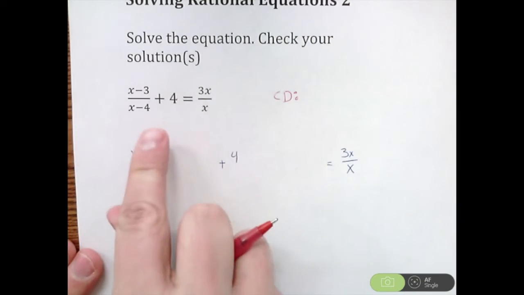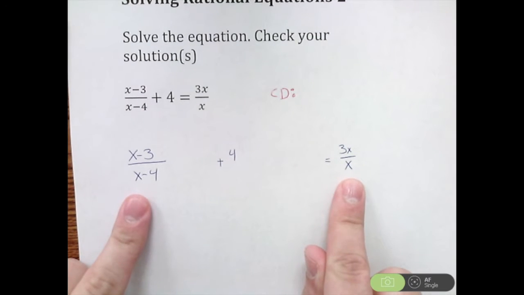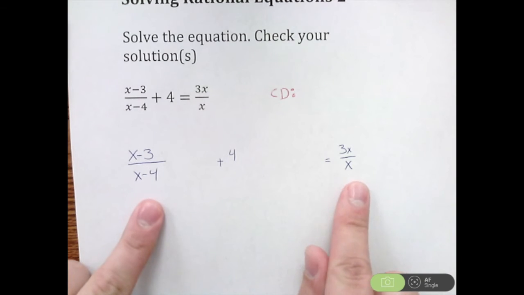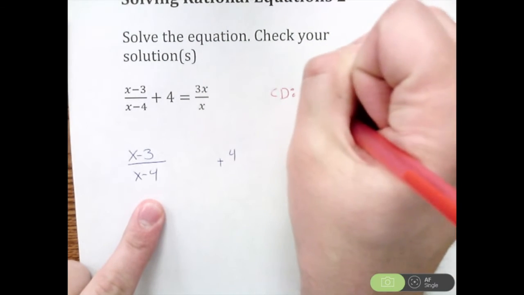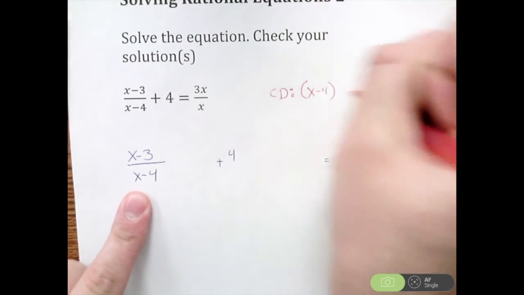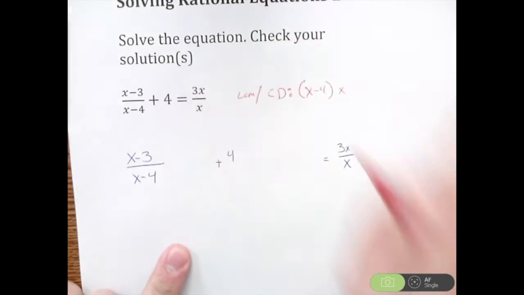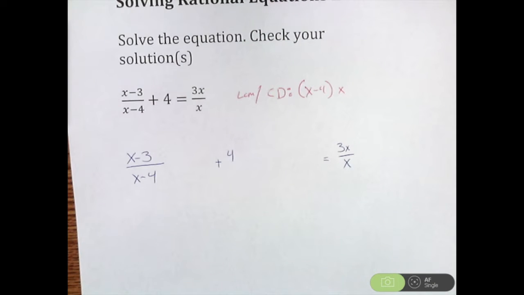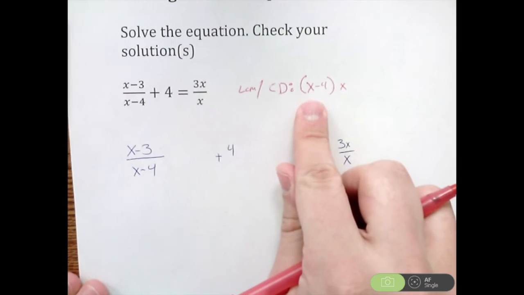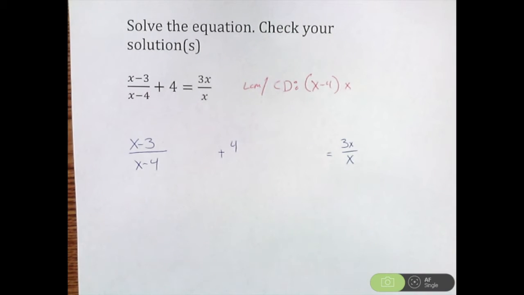Now both of my fractions have denominators that are factored. This one is x minus 4, that one's x. So when I make my list for the common denominator, I'm just listing out like I would with addition and subtraction. I need an x minus 4, and I also need an x. Remember, this is our least common multiple, also our common denominator. Now that is as far as the addition and subtraction similarities go.